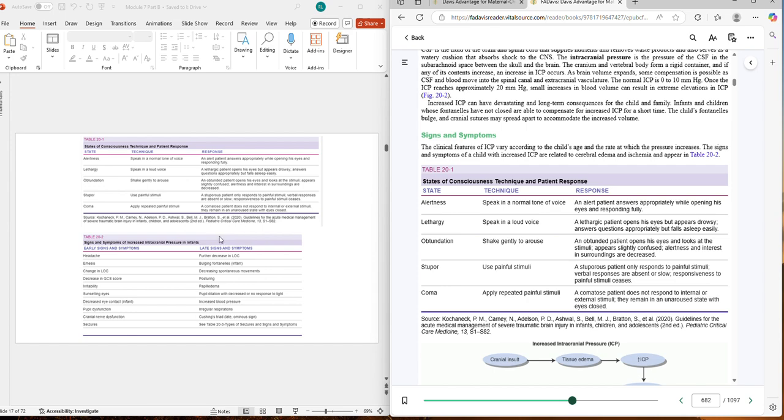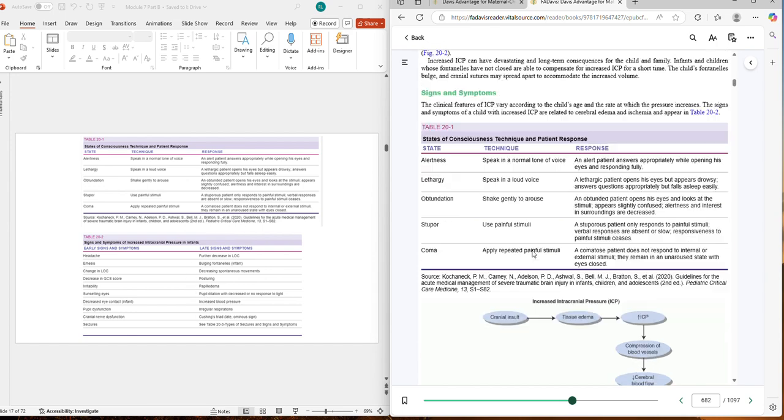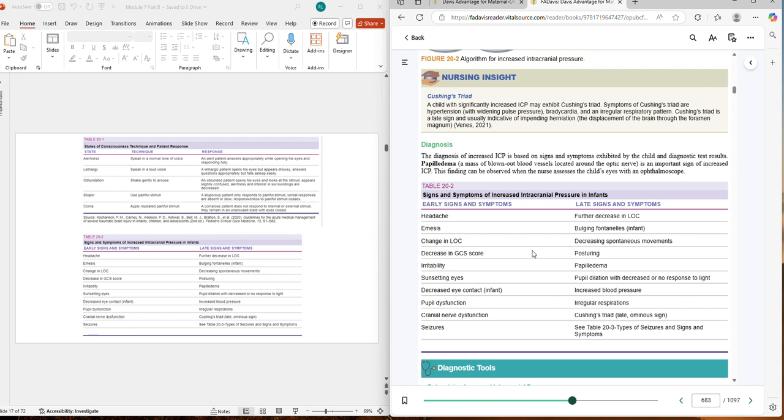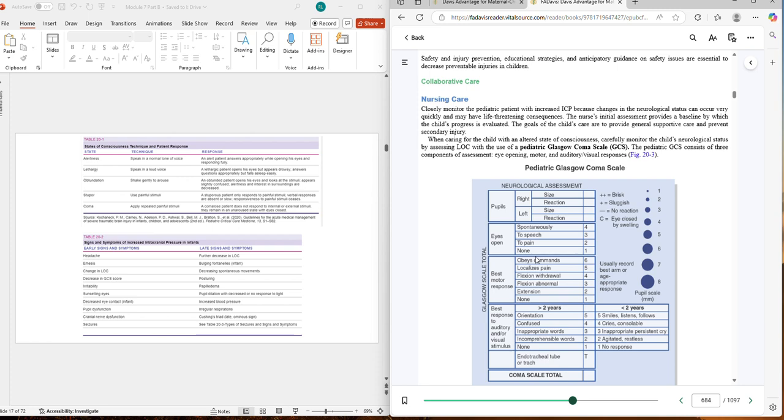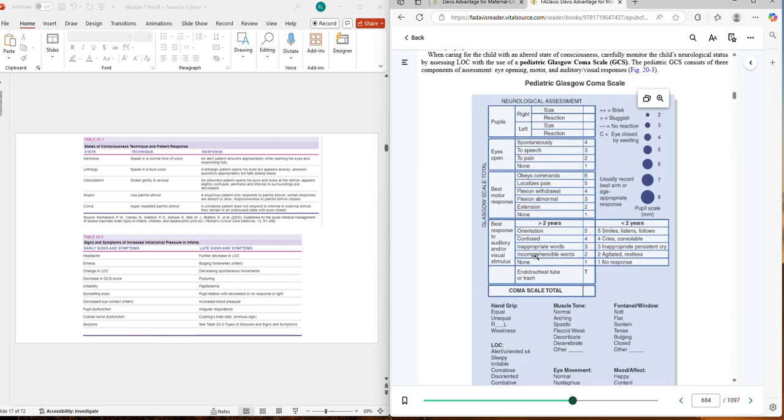On page 684, you have this chart, table 22. It's here as well. Late signs and symptoms. So early signs was here, late signs are here. Be familiar with the ICP in infants, those terms. Collaborative care. So this is our Glasgow Coma Scale.